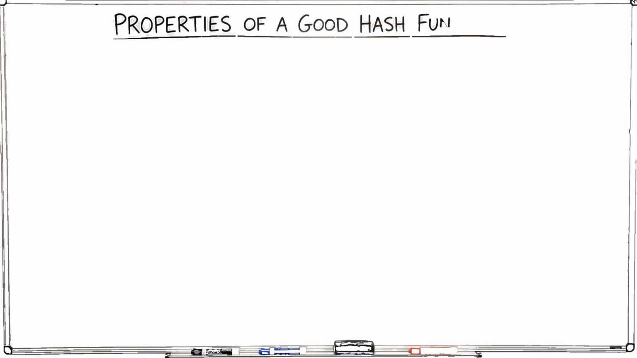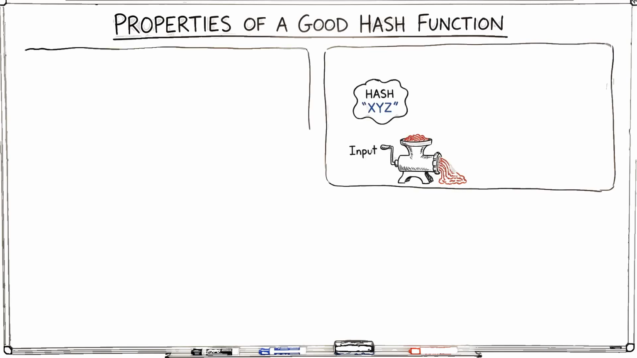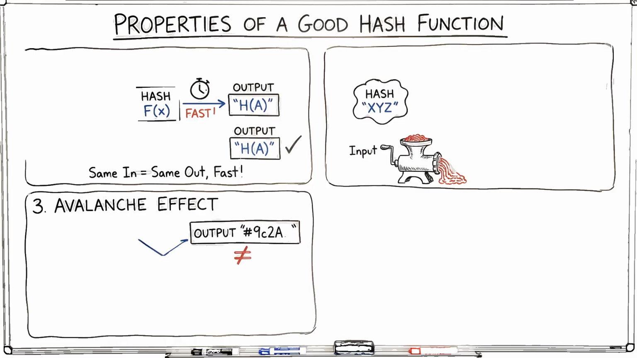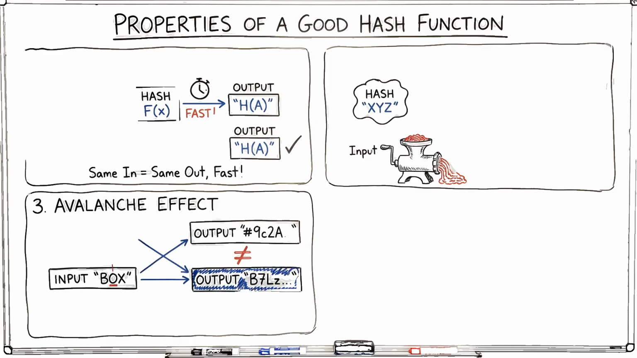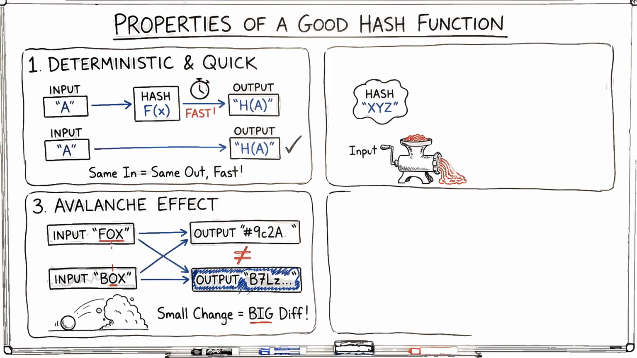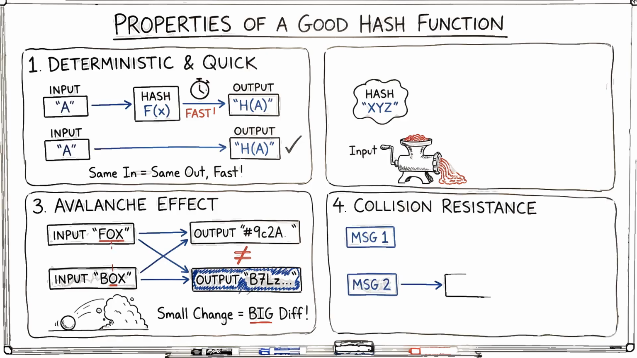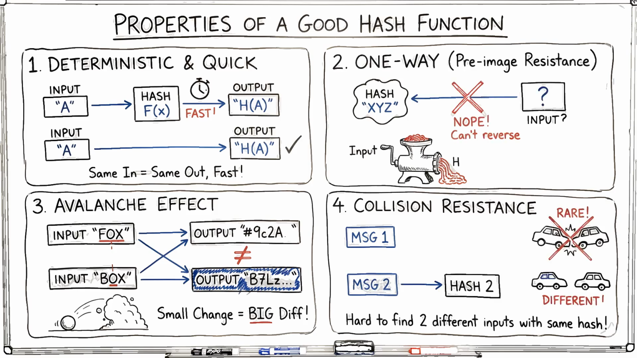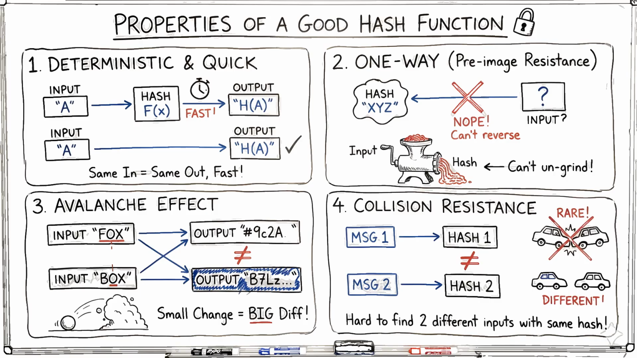Properties of a good hash function. Ideal hash functions, especially cryptographic hash functions used for security, must exhibit several key properties. Deterministic: the same input must always produce the same output. Uniformity: the hash function should distribute the inputs as evenly as possible across the range of possible hash values to minimize collisions. Pre-image resistance, one way.